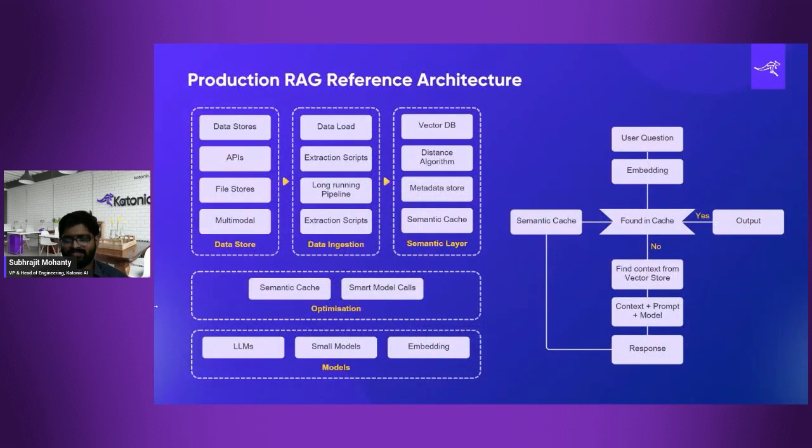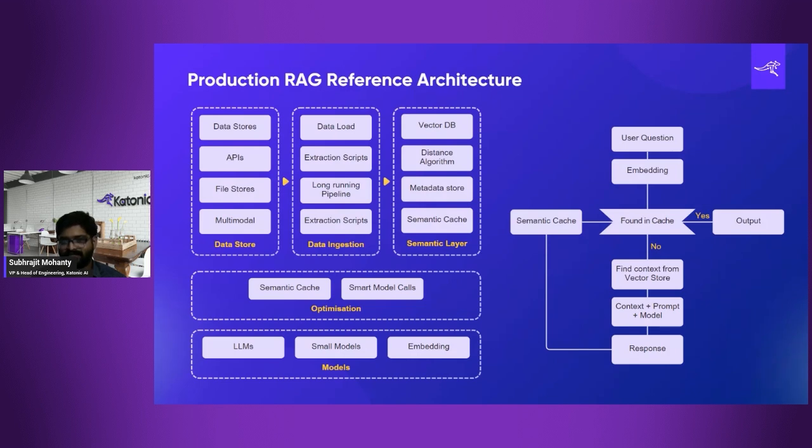Okay, so let's deep dive into the production RAG reference architecture, which forms the backbone of our trustworthy AI system. Our architecture consists of several key components, each playing a crucial role in the RAG process. First, we have the data store. This includes various sources such as databases, APIs, file stores, and multimodal data. These form the foundation of our knowledge base. Next is the data ingestion layer. Here, we use data load processes, extraction scripts, and long running pipelines to transform raw data into a format suitable for our system. The semantic layer is where the magic happens.